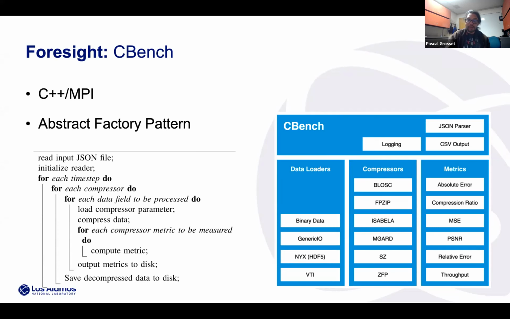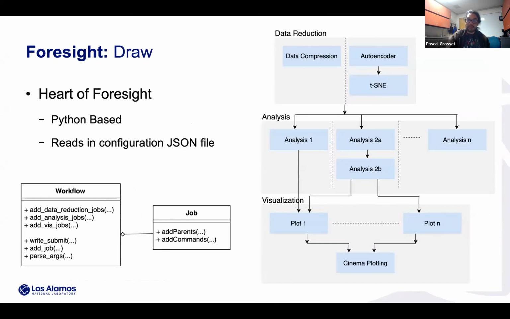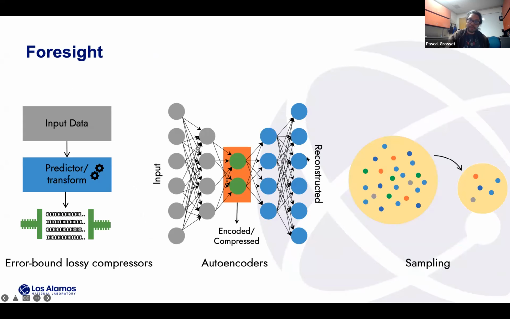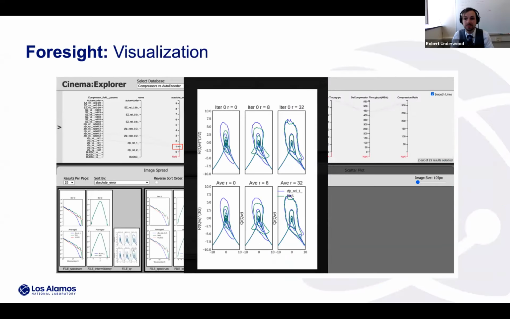But essentially, the important part here is this framework that allows you to specify different data reduction, analysis, and visualization. Okay. So, and then there's a visualization part. Our visualization part is integrated with Cinema Explorer, which has a parallel plot here.